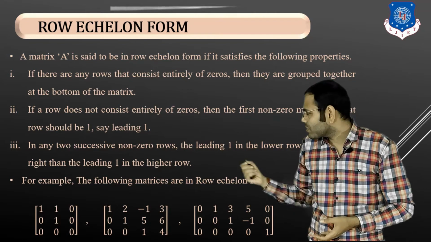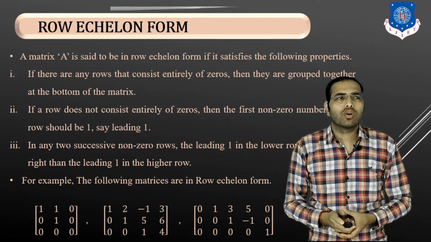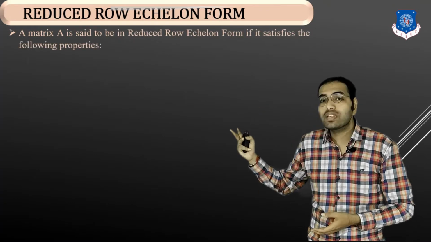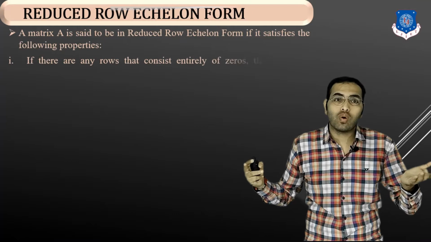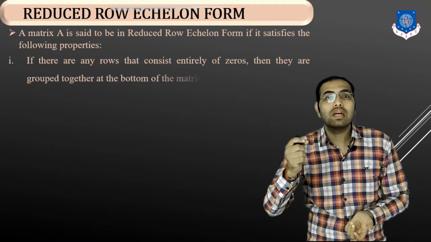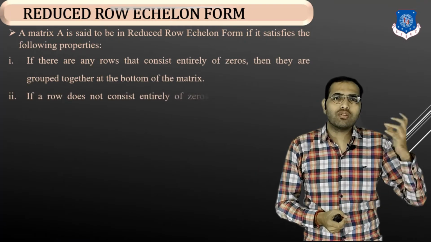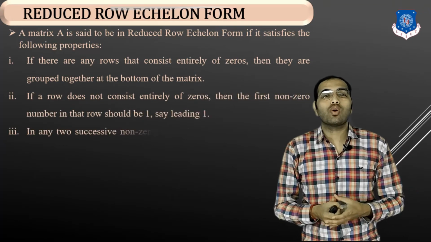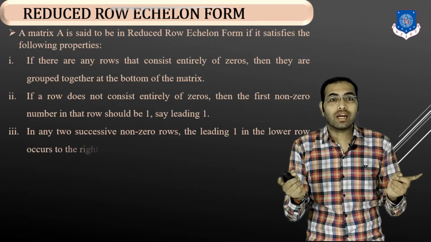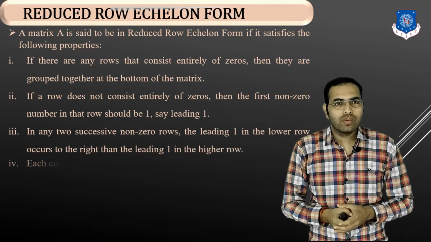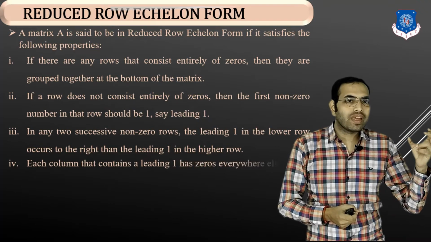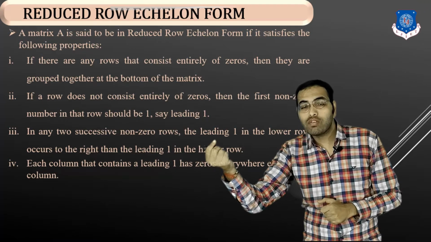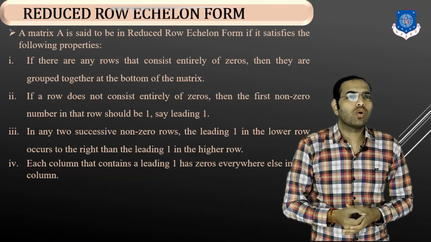Let's see the next topic, which is reduced row echelon form. In reduced row echelon form, the first three conditions of row echelon form are also satisfied, and the fourth one is a new property. Every reduced row echelon form matrix is also a row echelon form matrix, but the converse is not true. That means we cannot say that every row echelon form matrix is a reduced row echelon form matrix.